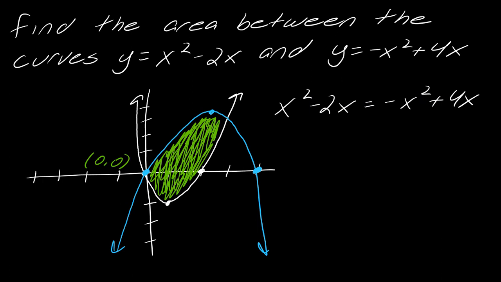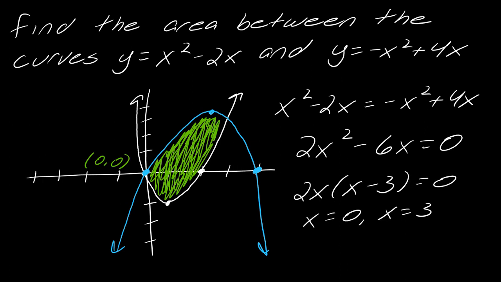So again, I would recommend that you try to engage with the video and try to find the other points of intersection on your own before you watch the solution. Okay, so in doing that, I'm going to bring all of my x's over to one side, and then I've got everything equal to 0. I can factor out the 2x as you see here, and so then I've got x equals 0 and x equals 3. So x equals 0 was this point here. This is going to be where x equals 3.